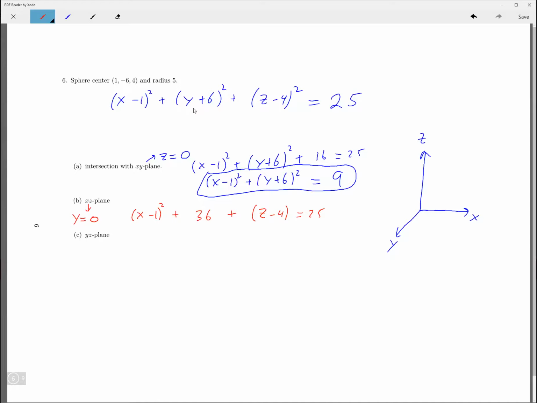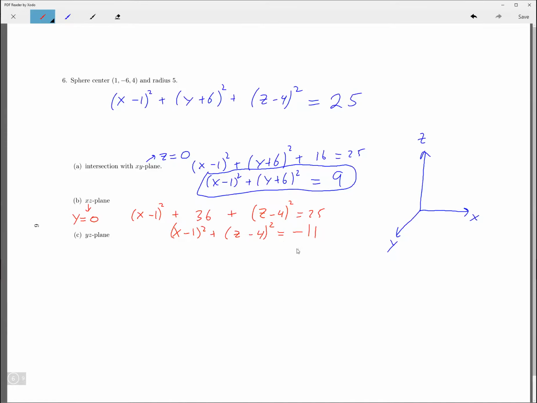Okay, so this comes from setting y equal to zero in here. And if you subtract 36 from both sides, you're gonna get, oh, I forgot the square there. You're gonna get negative 11 over here. Should I put this equation in? Yeah.